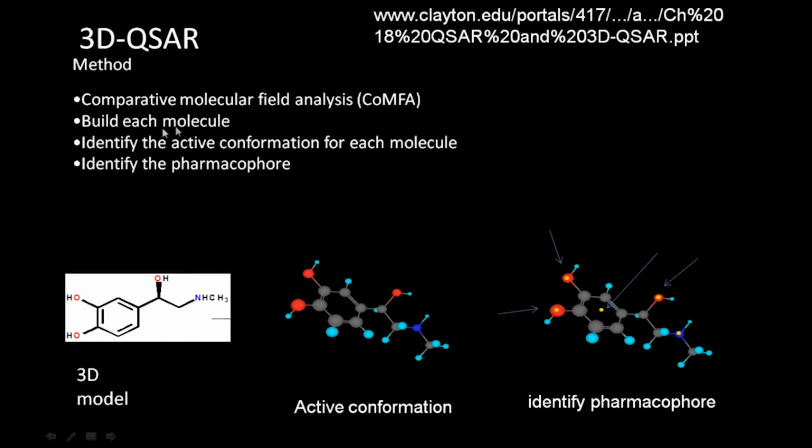So what do we do? Build each molecule, identify the active conformation for each molecule, and identify the pharmacophore. If you superimpose all of them, then it's easy. This knowledge was taken from this reference. You can have a closer look at it, and I'd like to acknowledge it.